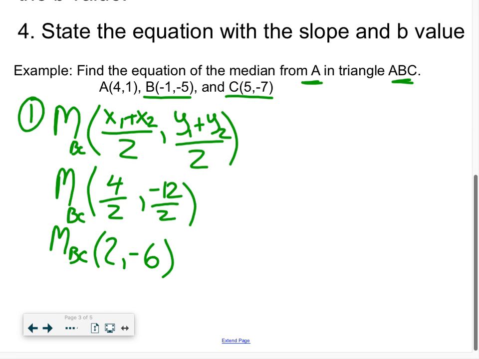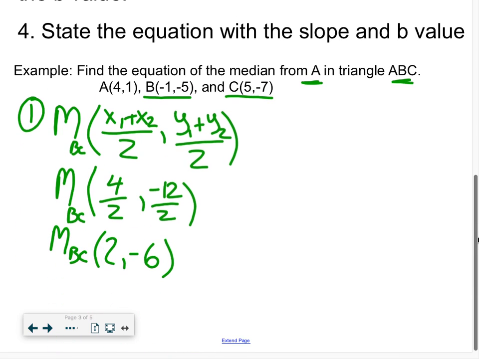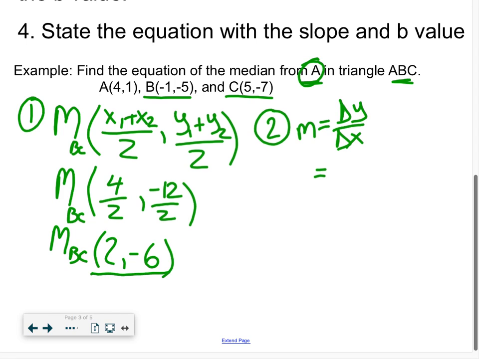All right. The second step was to use that and the vertex to find our slope. Our vertex in this case is A. So our slope is going to be delta y over delta x, and we're going to use this point with A. Delta y is 1 minus negative 6, so we have 7 over 4 minus 2, which is 2. So we've got 7 over 2 for our slope.